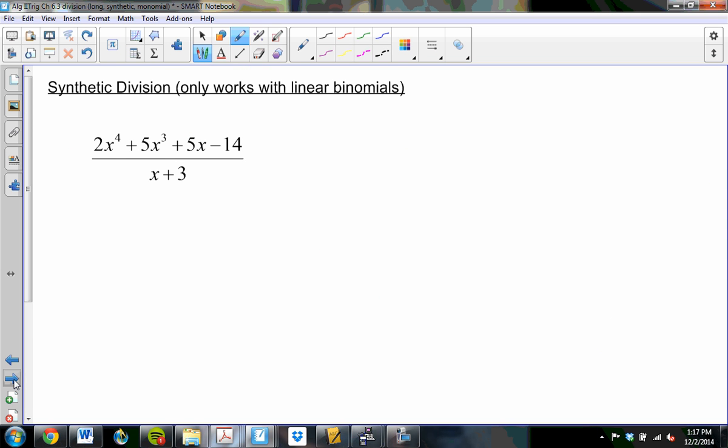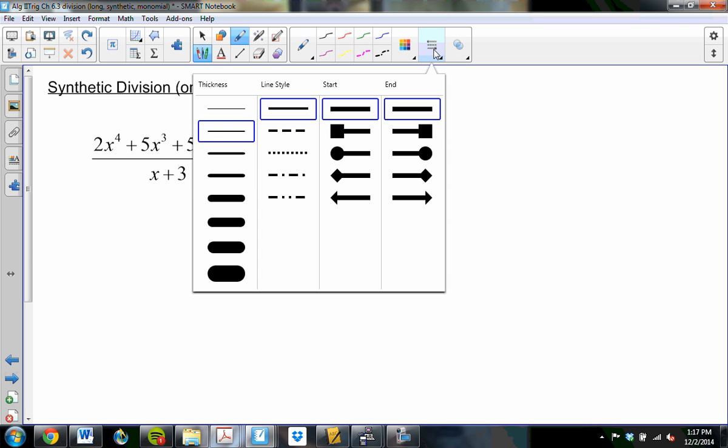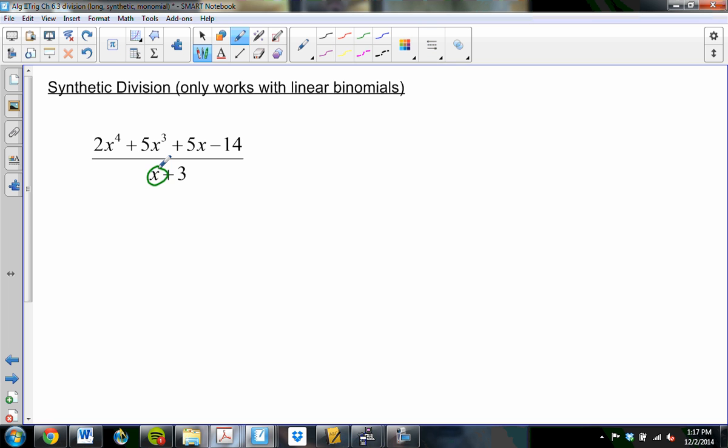The last thing we'll do is synthetic division. You're going to like this one much better. The thing about synthetic division is that it only works with binomials that are linear, meaning this can't have any power and there can't be more than 2 terms. It only works on linear binomials. But the key is, I take whatever makes the denominator equal 0. In this case, -3. I take -3 and I put it in this little corner box thing.